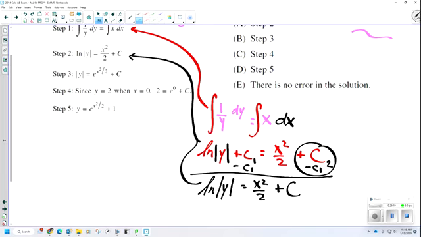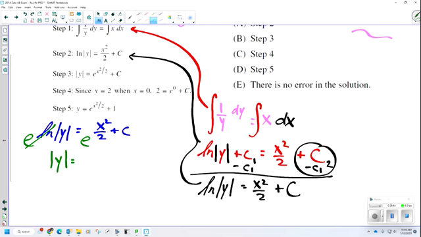So far, so good. Here's where the mistake happens. Let me rewrite what we have. The ln of the absolute value of y equals x squared over 2 plus c. This person took e and set it as a base to these. So this went bye-bye, and I just ended up with the absolute value of y. That's correct.